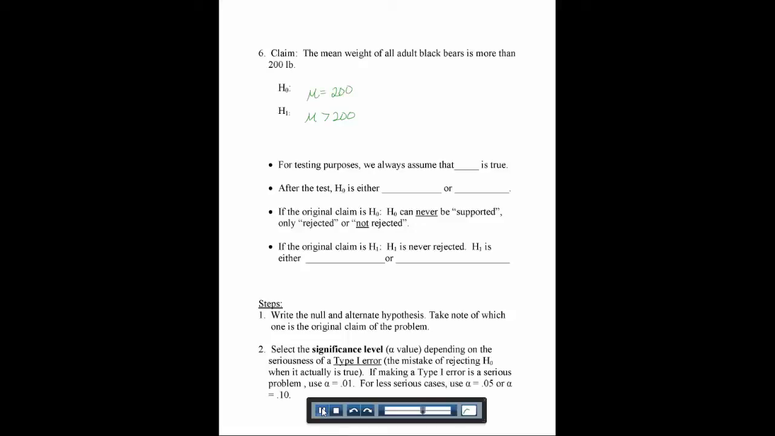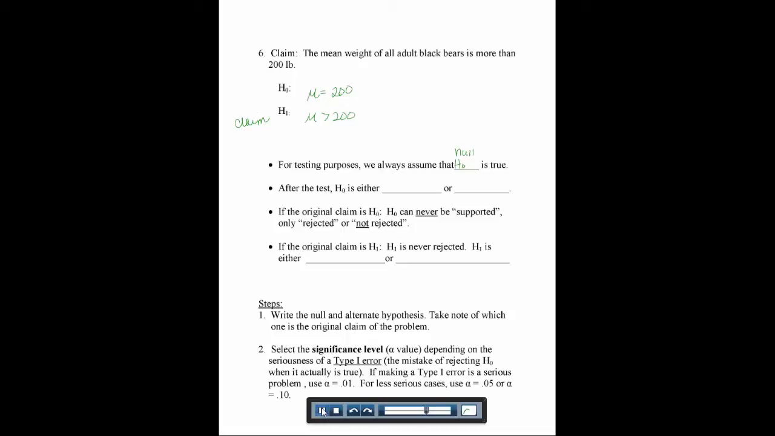Okay, so that's setting up our null and our alternate hypothesis, which is always your first step. And you might want to put a note next to it of which one the actual claim is. So here the claim was the greater than, so we might just put claim, so we remember at the end which one we were wanting to know about. Now, no matter what your claim is, for testing purposes, we always assume that the null hypothesis is true.